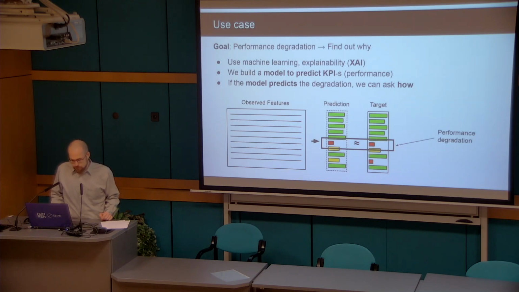So the idea was to use explainable AI for this. What we can do is to collect a large amount of data of historic records of degradations happening, and build a model to predict the degradations based on the observed features. They have hundreds of features that they can observe in the radio network. And when the model accurately predicts that the degradation is going to happen, then we can use explainable AI to find out how the model predicted the degradation, and then we can assume that we can find the causes that were responsible for the degradation.